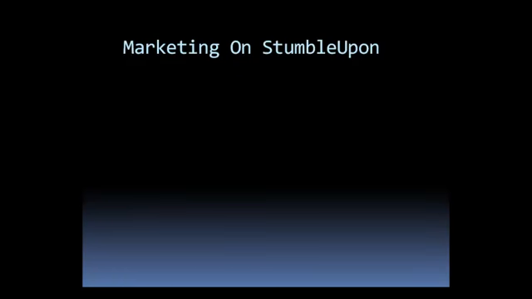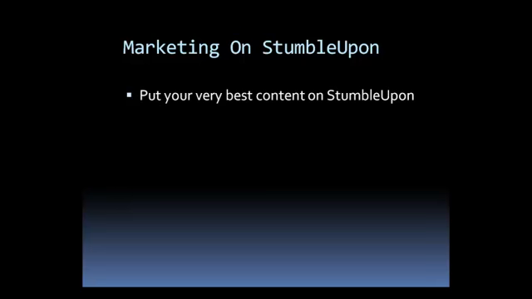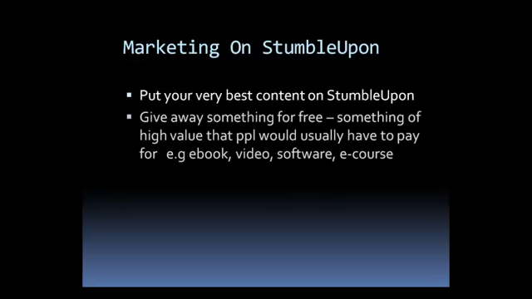Marketing on Stumbleupon. Always put your very best content on Stumbleupon. And try to give away something for free. Make sure it's something of high value that people usually have to pay for. You want to create a very good first impression. You can use things like ebooks, videos, software. You can give away an e-course, for example.